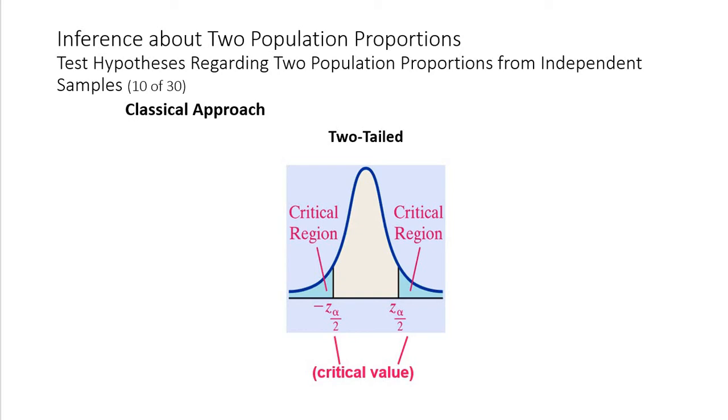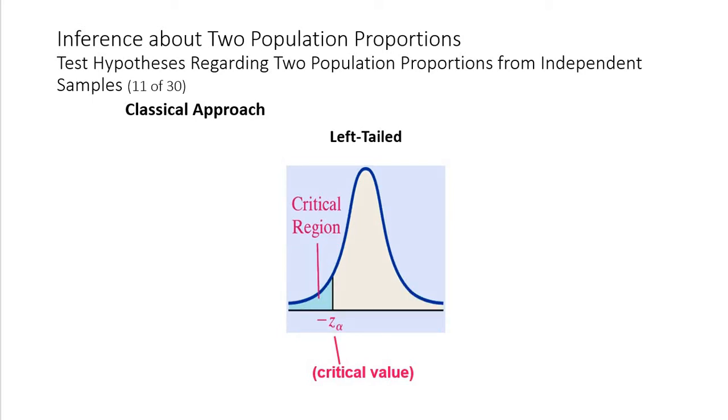We know that for the two-tailed test, here is our critical region, which is colored blue. So if z naught that we computed happens to be greater than z sub alpha divided by 2, or it is less than negative z sub alpha divided by 2, we're going to reject the null hypothesis. Otherwise, we're going to fail to reject the null hypothesis if z naught happens to be between those two values.